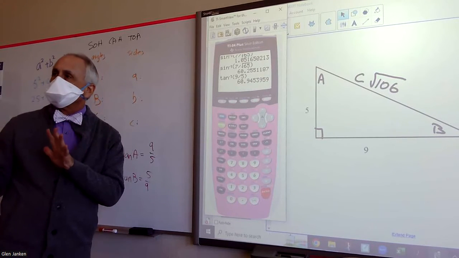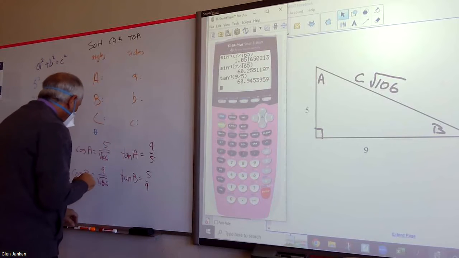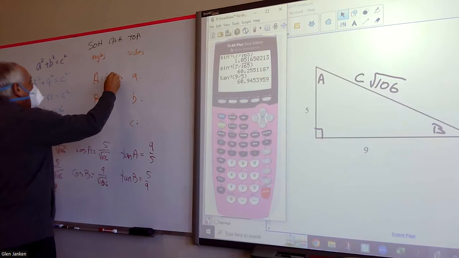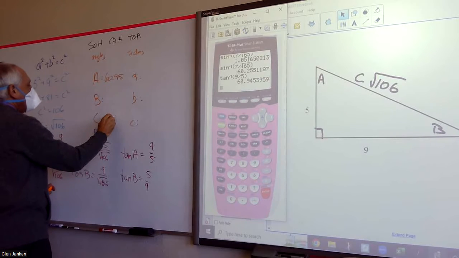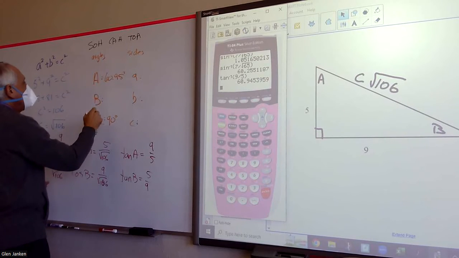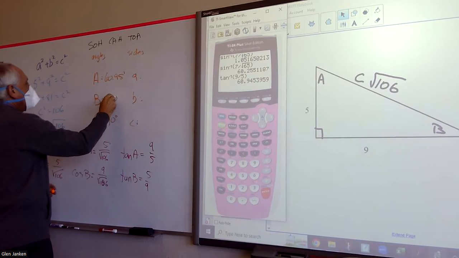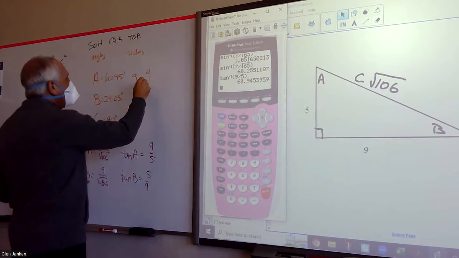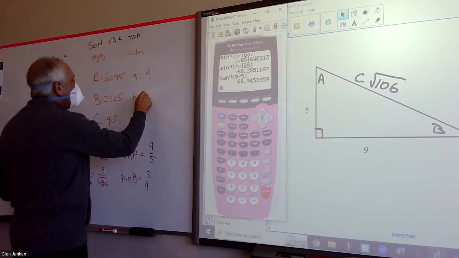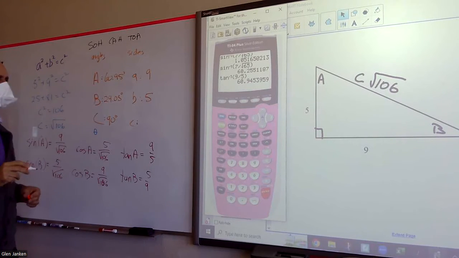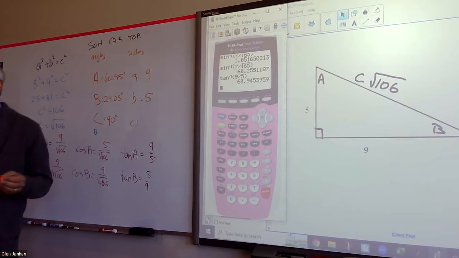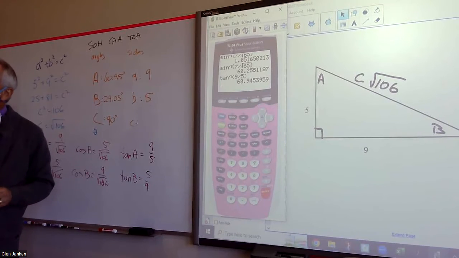So I now know angle A. We can follow what I just did there. Okay, so angle A is 60.95, which means that angle C is 90 degrees. We know that. And that means angle B is equal to 29.05 degrees. And I already knew that side A was 9 and that side B was 5. Let's say I just have this aversion to the Pythagorean theorem, which I don't. I actually like the Pythagorean theorem. But let's say I don't like the Pythagorean theorem.